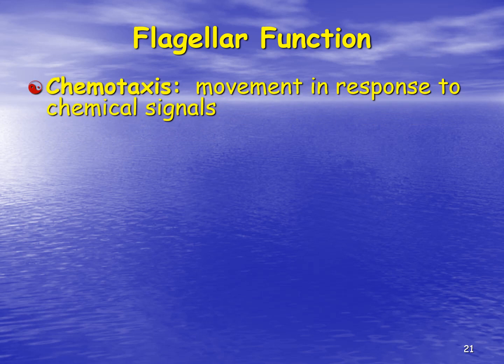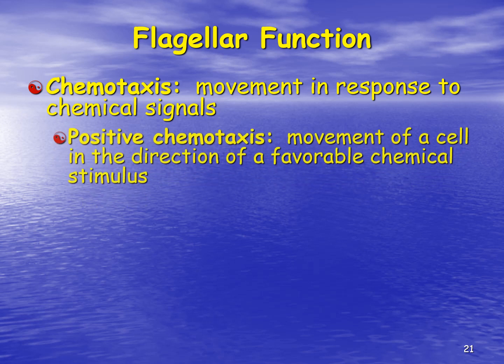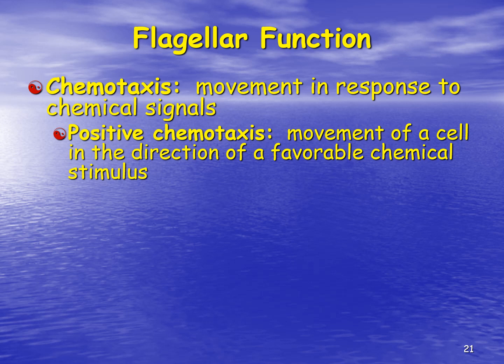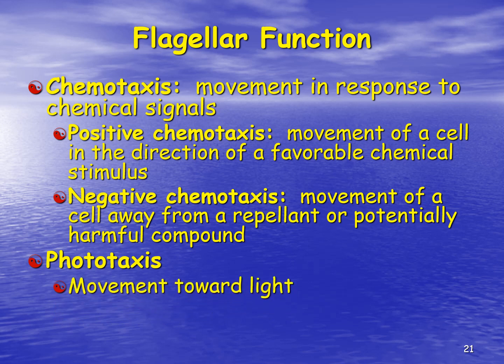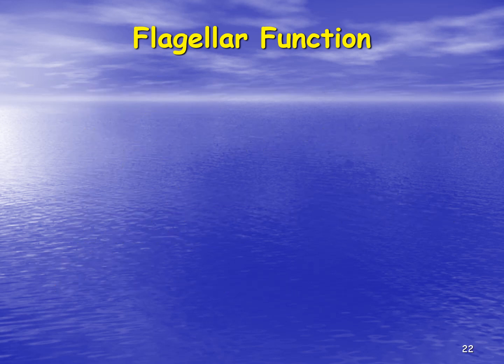What's chemotaxis? Well, chemotaxis is movement in response to chemical signals within the environment. And we can have positive chemotaxis, where the movement of the cell is in the direction of the chemical stimulus, or negative chemotaxis, where basically the chemical will be a repellent and the cells will move away from whatever the chemical is. Phototaxis means that we're moving towards light. And so a lot of our photosynthetic bacteria will actually move towards light so that they can utilize it to make their energy.